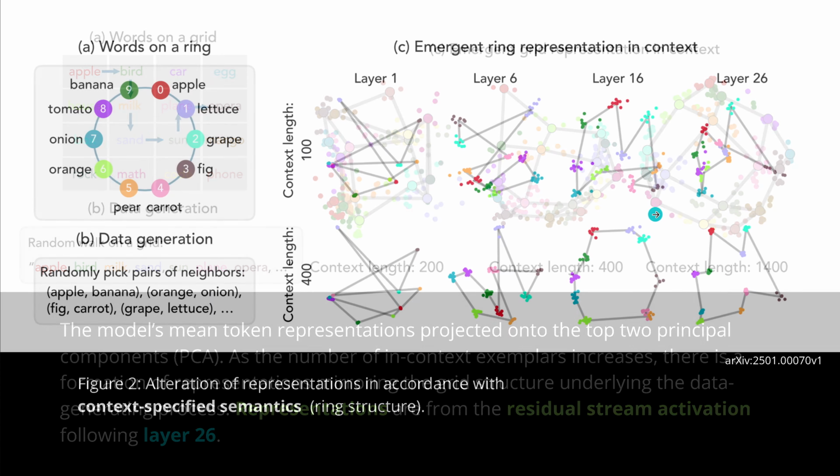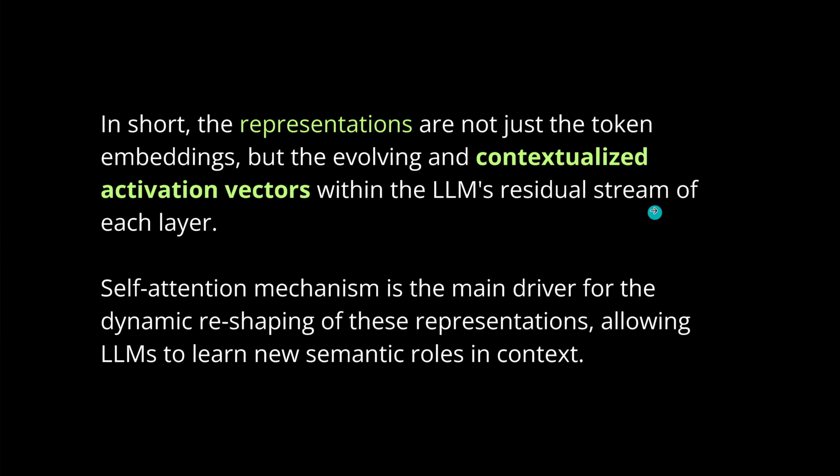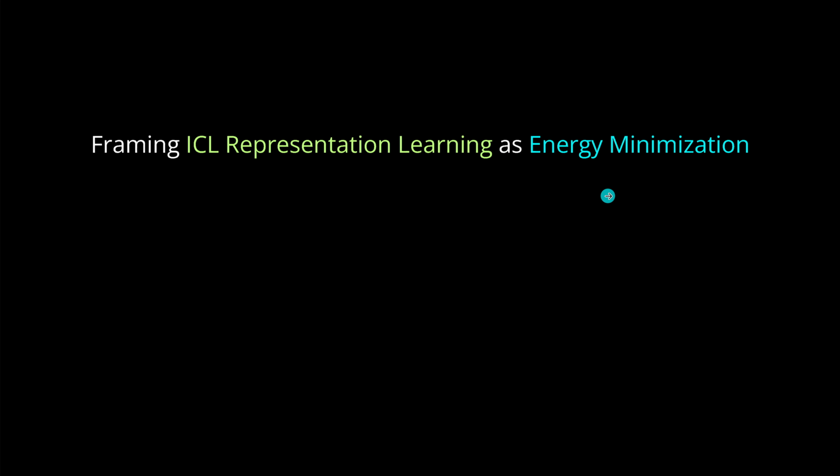And I showed you in my last video yesterday that if we accept that the representations are not just the token embeddings, but they evolve dynamically with contextual activation vectors within the LLM's residual stream of each single layer, then we understood that the self-attention mechanism is the main driver, and you know this. But now let's frame this ICL representation learning from a different point of view, because we want to build an internal understanding of it. And whenever we want to understand how a system is learning, we want to model the system. We want to build a mathematical prediction model to understand if it is really working. And here we go now.